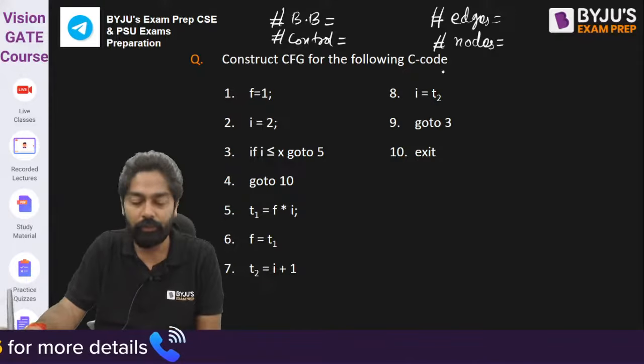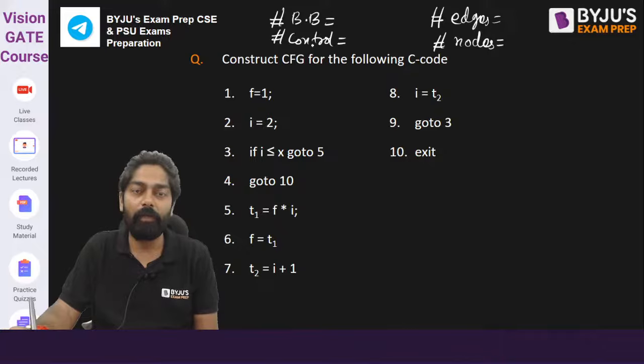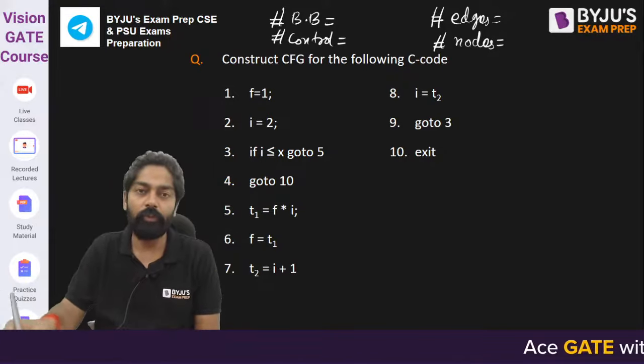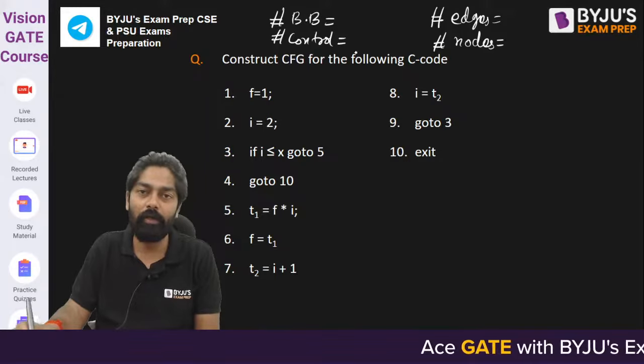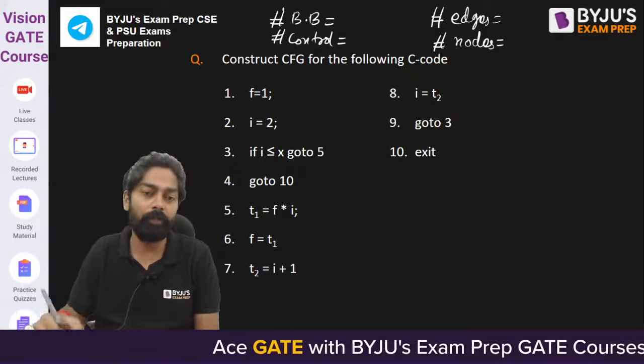Can you please try this question? Number of basic blocks, number of control edges and number of nodes. You should differentiate between basic blocks, control, edges and nodes. You should know this basic concept, otherwise you will do it wrong.